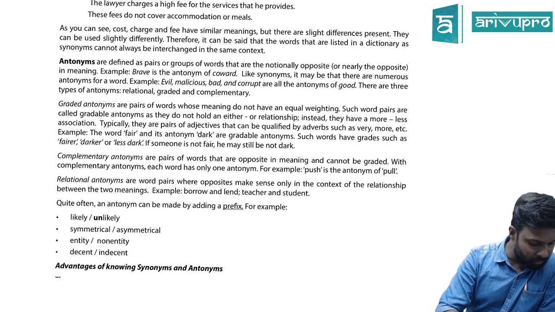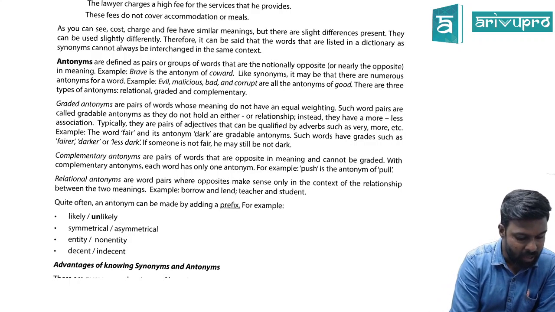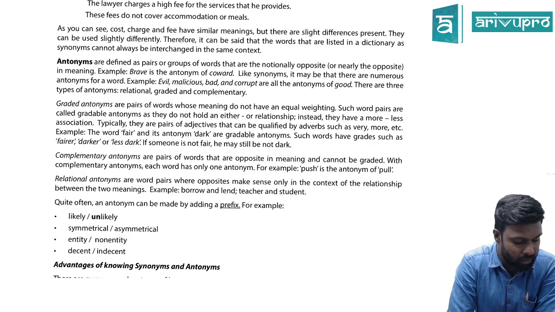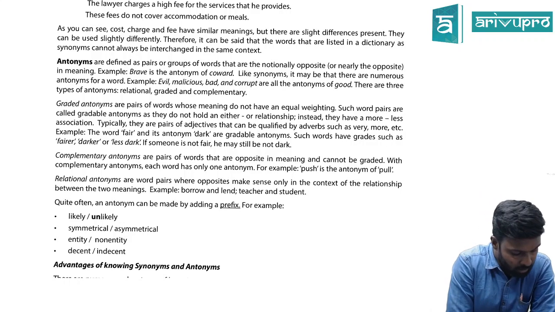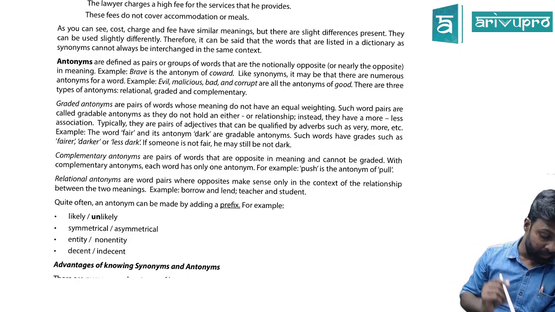Gradable antonyms are pairs of words whose meanings do not have equal weighting. Such words are called gradable antonyms as they do not hold an either-or relationship. Instead, they have a more or less association. Look at the examples there. Now, I want you to go to the previous one and look at the examples there.